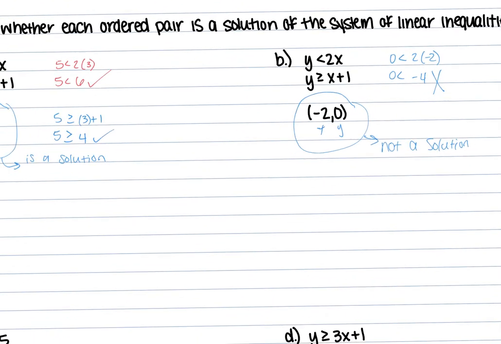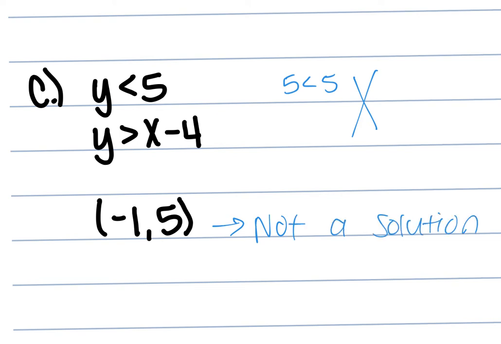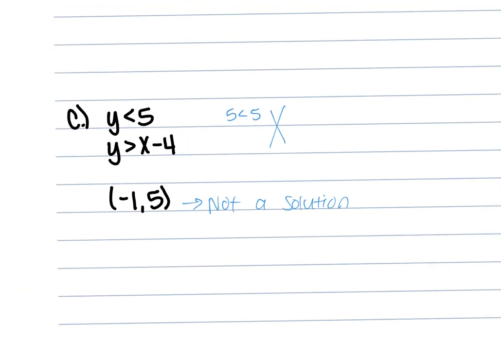All right, let's do C and D. Plug in x, plug in y. The first one's going to give you 5 is less than 5. True or false? No dice there. That's false. So this is also not a solution. You don't even need to touch the second one if the first one doesn't work.